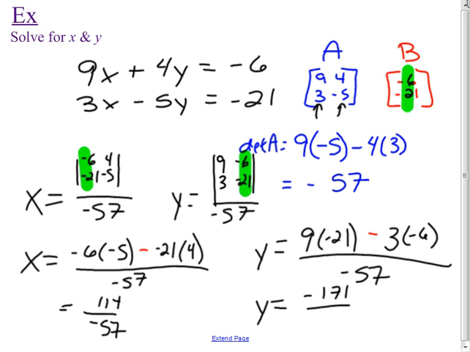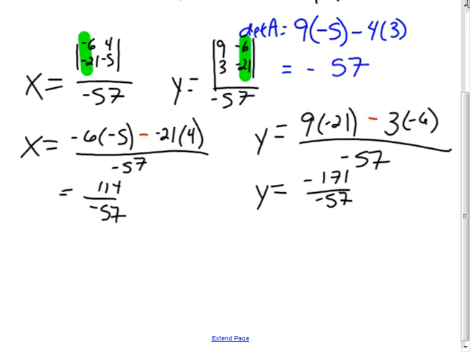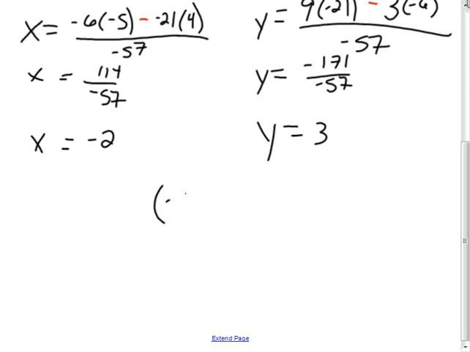The y, when I do its determinant, 9 times negative 21 minus, don't forget the subtraction, 3 times negative 6, all over negative 57. So when I simplify that down on the top, I get negative 171. Big, yes, but kind of nice. Over negative 57. So my x value, when I simplify 114 over negative 57, I get negative 2. When I simplify my y value is positive 3. My answer is the coordinate point negative 2, 3.